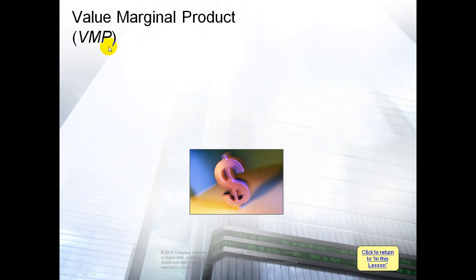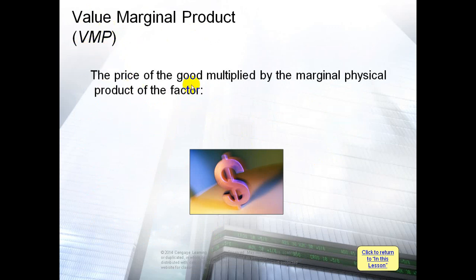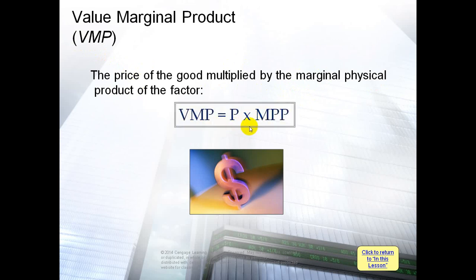So value marginal product, VMP, is the price of the good multiplied by the marginal physical product, MPP. Remember, MPP, marginal physical product, means the additional units or quantity of output from the additional input. When you multiply it by the price, it gives you the value of the marginal physical product. So VMP equals P times MPP.